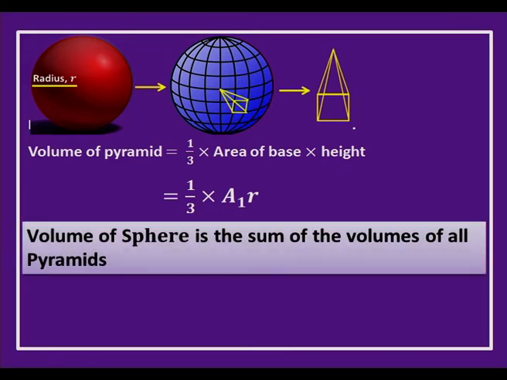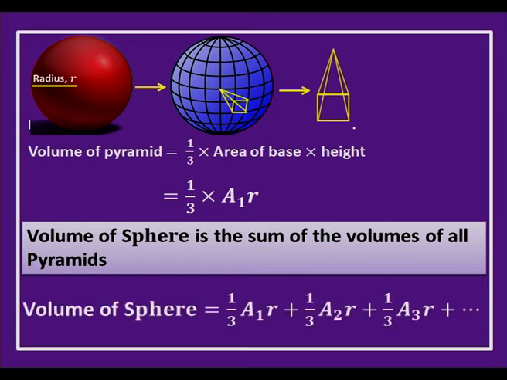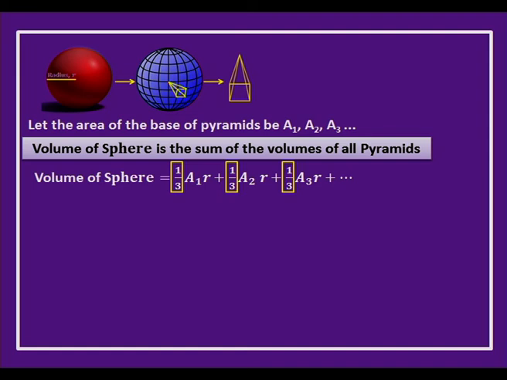This is for one pyramid, but we have many such pyramids. So, the volume of a sphere is sum of all the volumes of these pyramids. Now, let us add all these volumes of pyramid. So, you get 1 by 3 A1 r plus 1 by 3 A2 r plus 1 by 3 A3 r and so on. We notice 1 by 3 is common and also r is common. So, let us take out these two as common factors. If you have taken out 1 by 3 r as a common factor, you are left with A1 plus A2 plus A3 plus so on.